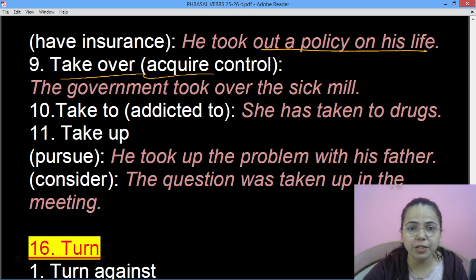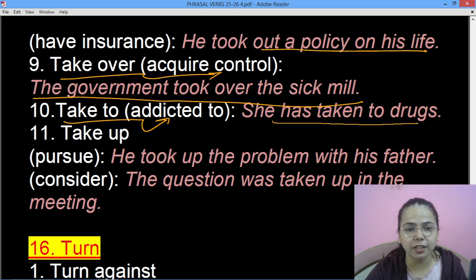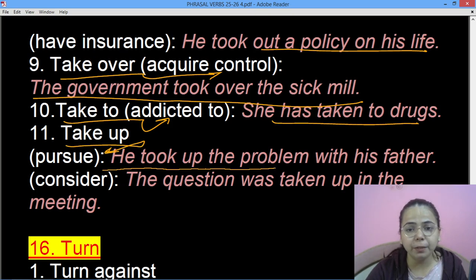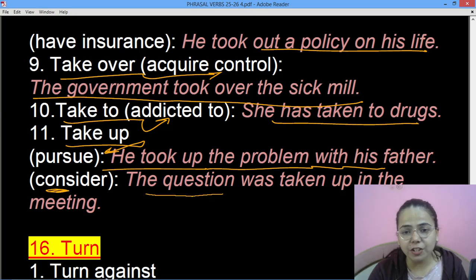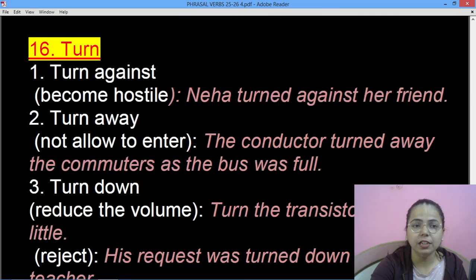Then take over means to acquire control of something. The government took over the sick mill. Then take to, be addicted to something. She has taken to drugs. Take up means to pursue. He took up the problem with his father. Consider, the question was taken up in the meeting. The question was considered in the meeting.